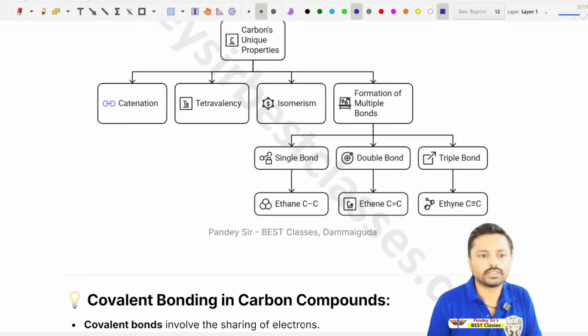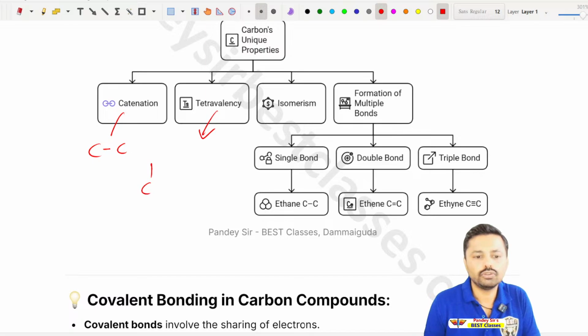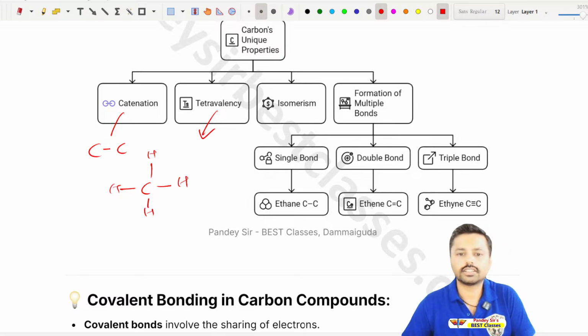Carbon's unique properties. Catenation, just now I said, what is catenation? It's the ability to form carbon bonds. Tetravalency, the term looks like something very technical, but it's very easy. It has 4 valencies, and tetra means 4 itself, like CH4. What is CH4? Do you remember biogas? Yeah, that's it.